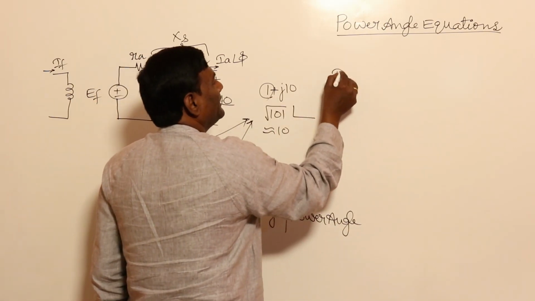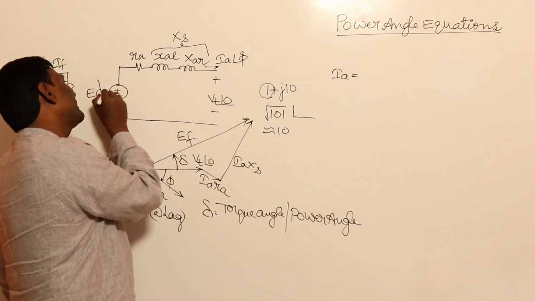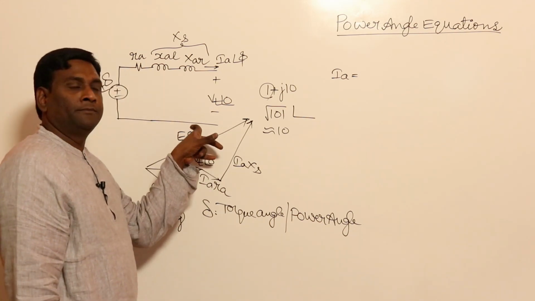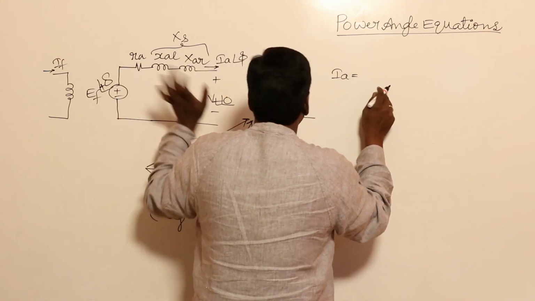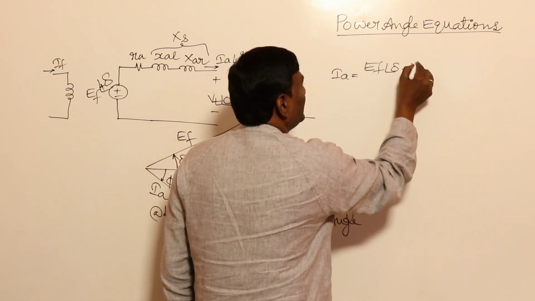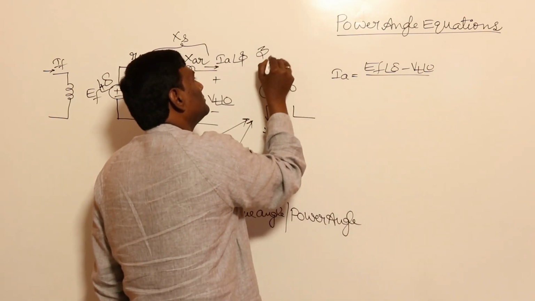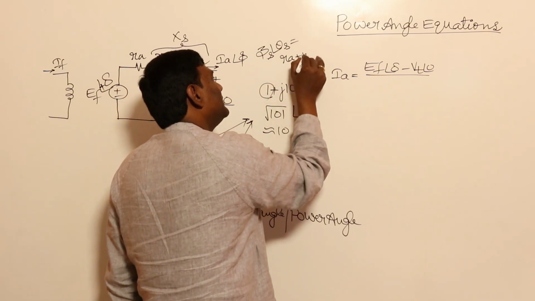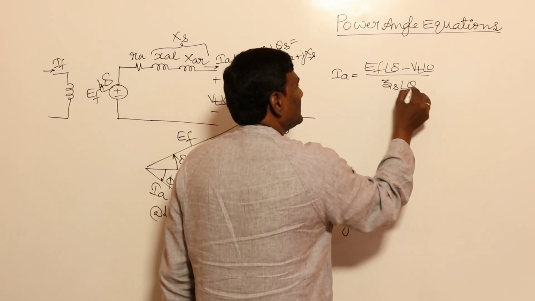Anyway, the point here is, what is IA here? With respect to VT, EF should lead, at an angle delta. Now IA is EF at an angle delta minus VT at an angle 0, divided by this particular ZS at an angle theta S. Let me call it RA plus jXS. So this is going to be ZS at an angle theta S.